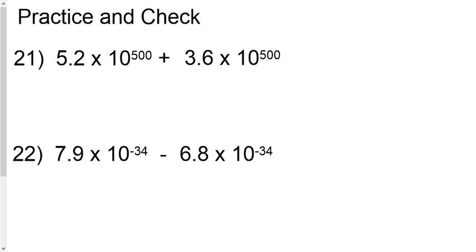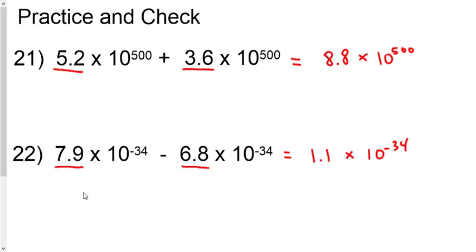Okay, here we go. This is what you should have gotten for 21. Same exponent, so we just add 5.2 plus 3.6 and we get 8.8. Keep the same exponent. And for number 22, same exponent, so we subtract 7.9 minus 6.8 to get 1.1. Keep the same exponent.